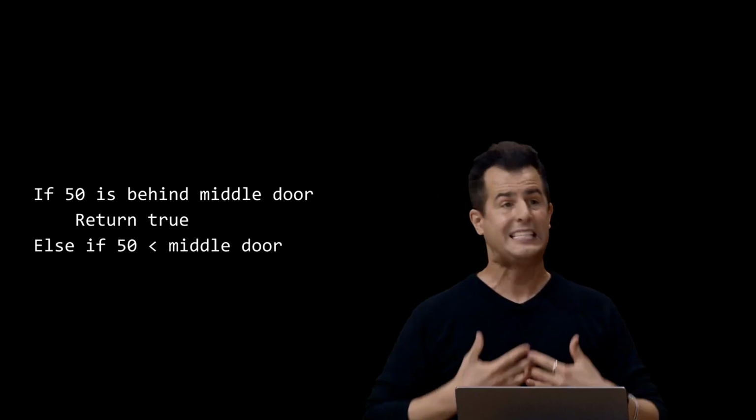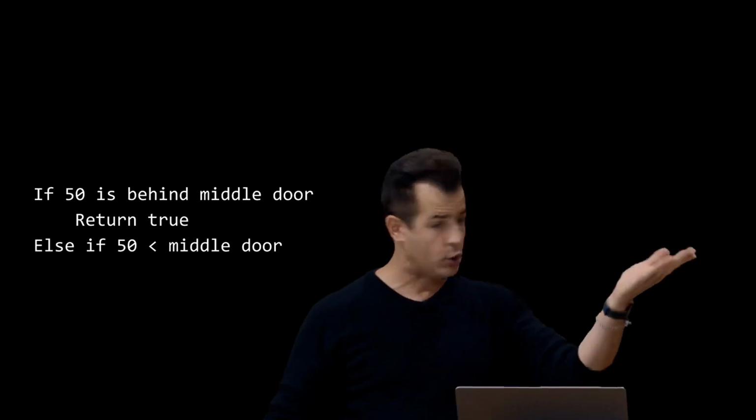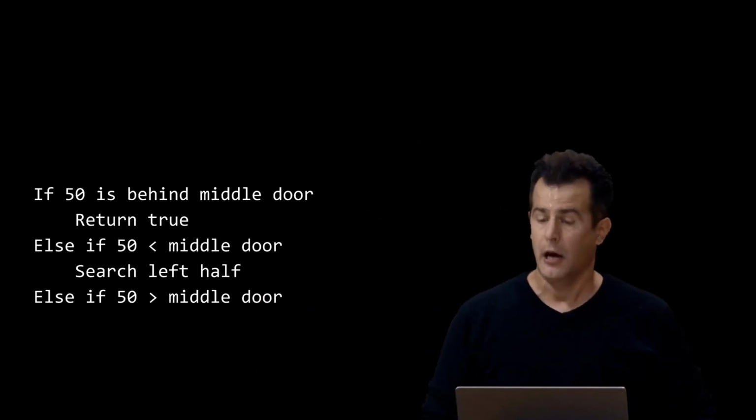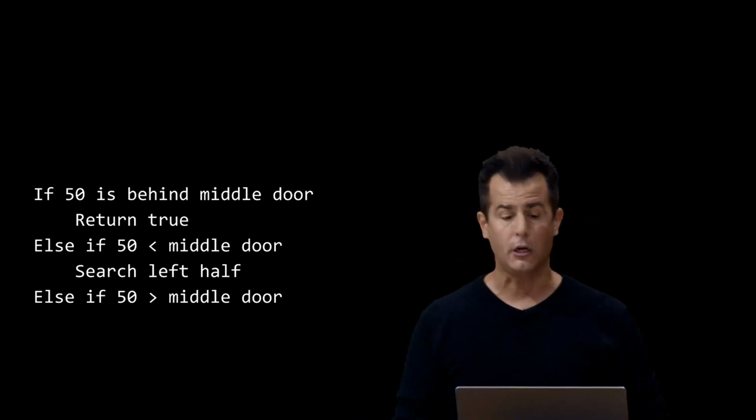So if 50 is less than the middle door, then presumably Jackson's going to want to go left. Else, if 50 is greater than the middle door, he's going to want to go right, much like I did physically last week with the phone book, dividing and conquering left to right. But there's actually a fourth case. Let's put it on the board first. What else might happen here that Jackson should consider? Yeah.